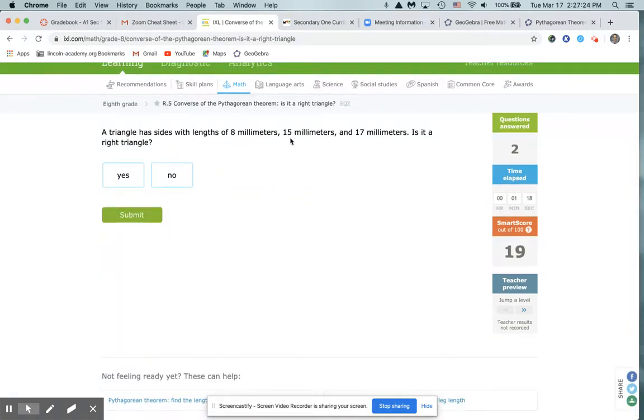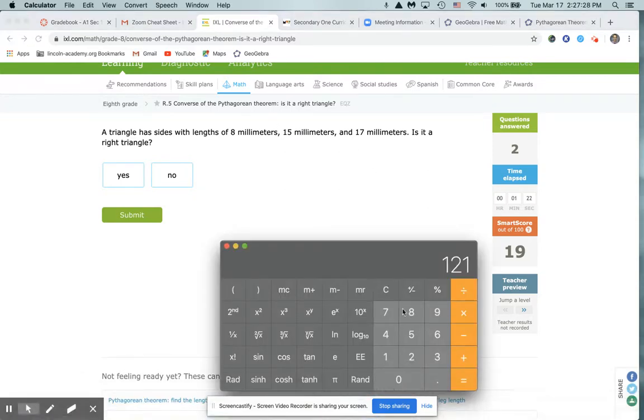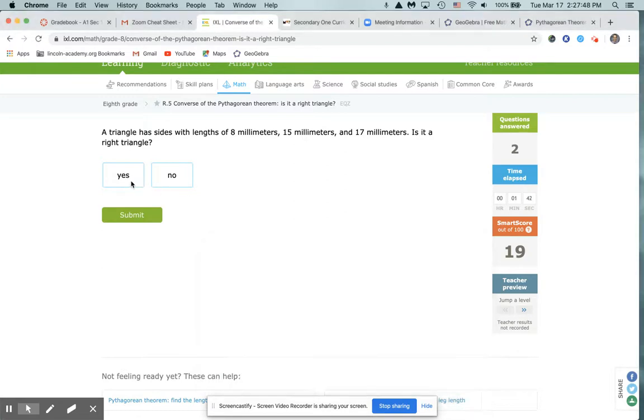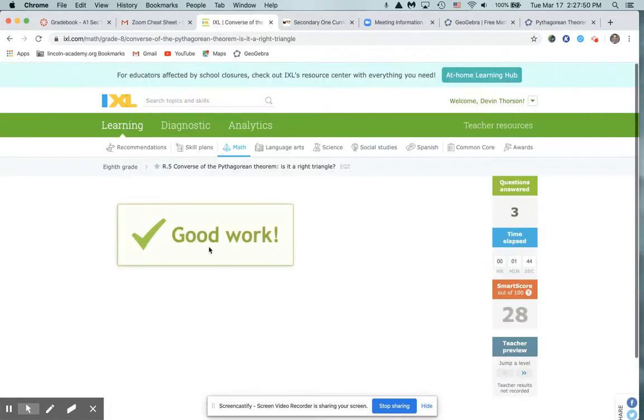Here we have 8, 15, and 17. I just want to show you one that does work. I'm hoping this one does work, so I'm going to clear this. 8 squared is 64. Added to 15 squared is 225, or is 289 when you add the two together. 17 squared, by the way, is 289. So that one is a right triangle.